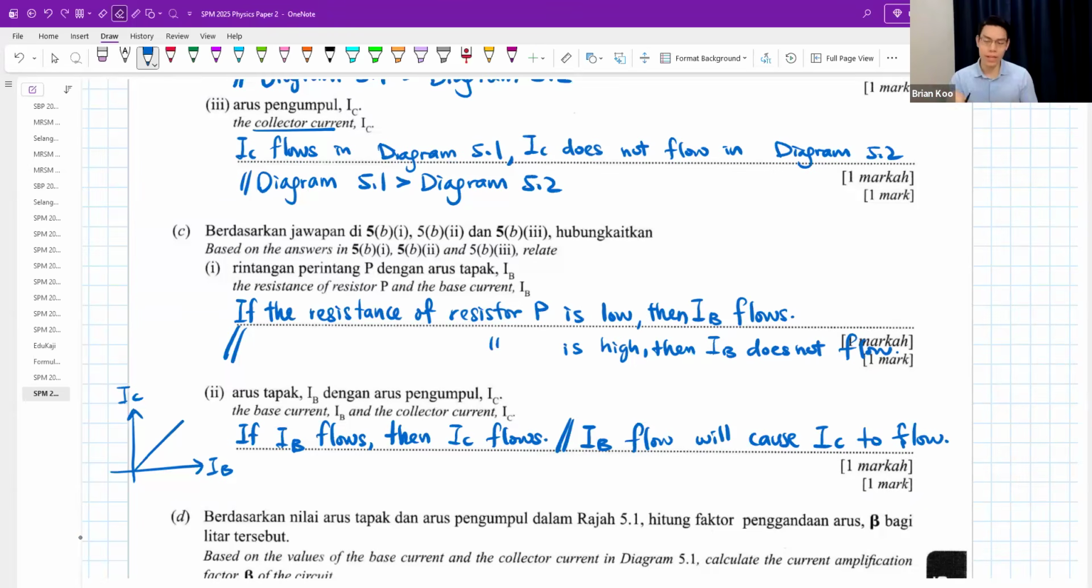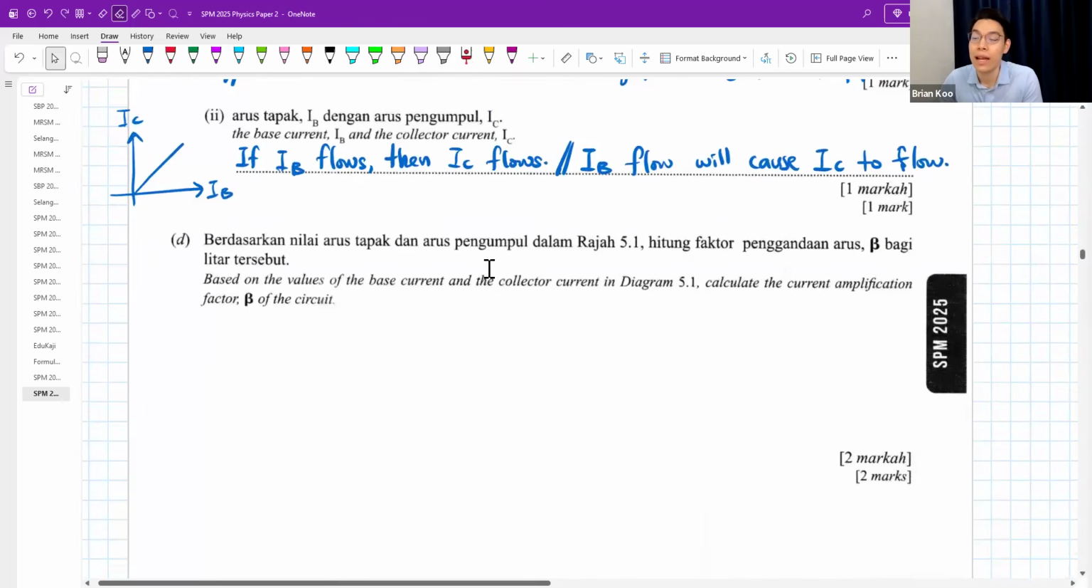Okay, so don't be too worried. Usually in SPM, we are pretty lenient. Yeah, as long as your answer is logical and it makes sense, then it's fine. Okay, if you feel paranoid, you don't want to write IB, then just write base current. You follow base current, collector current, right? Just write one answer will do.